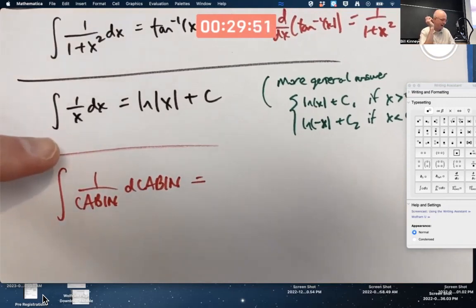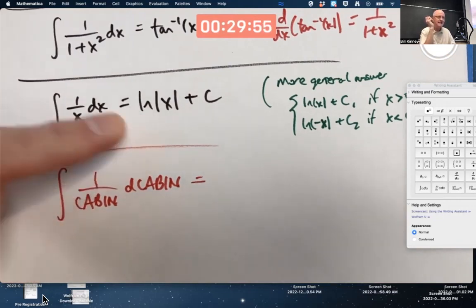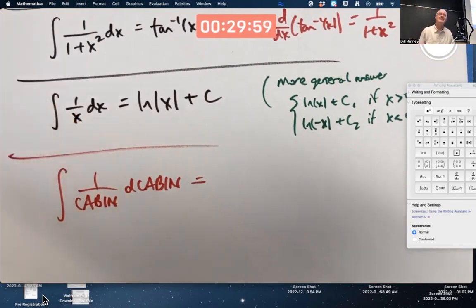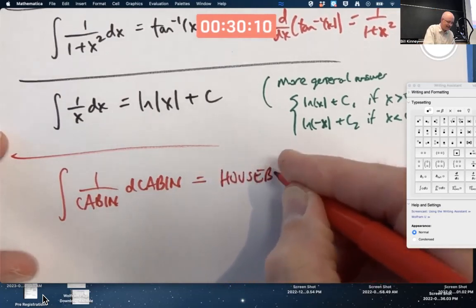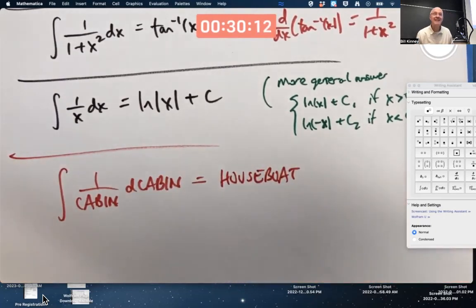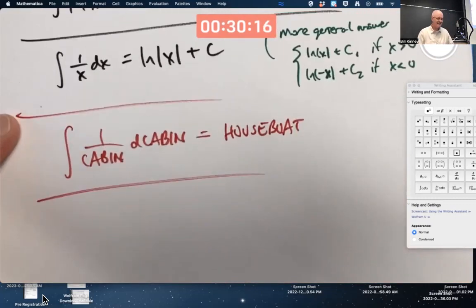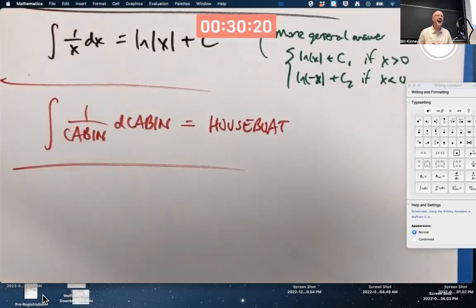People say, I don't know, or they say, oh, ln absolute value of cabin plus c, or then they say, wait a minute, ln, that's a log. Log cabin, I guess that's the joke. But no, it's not quite the joke. The joke is, the answer is houseboat. Because you forgot to add the c. The c. Houseboat.